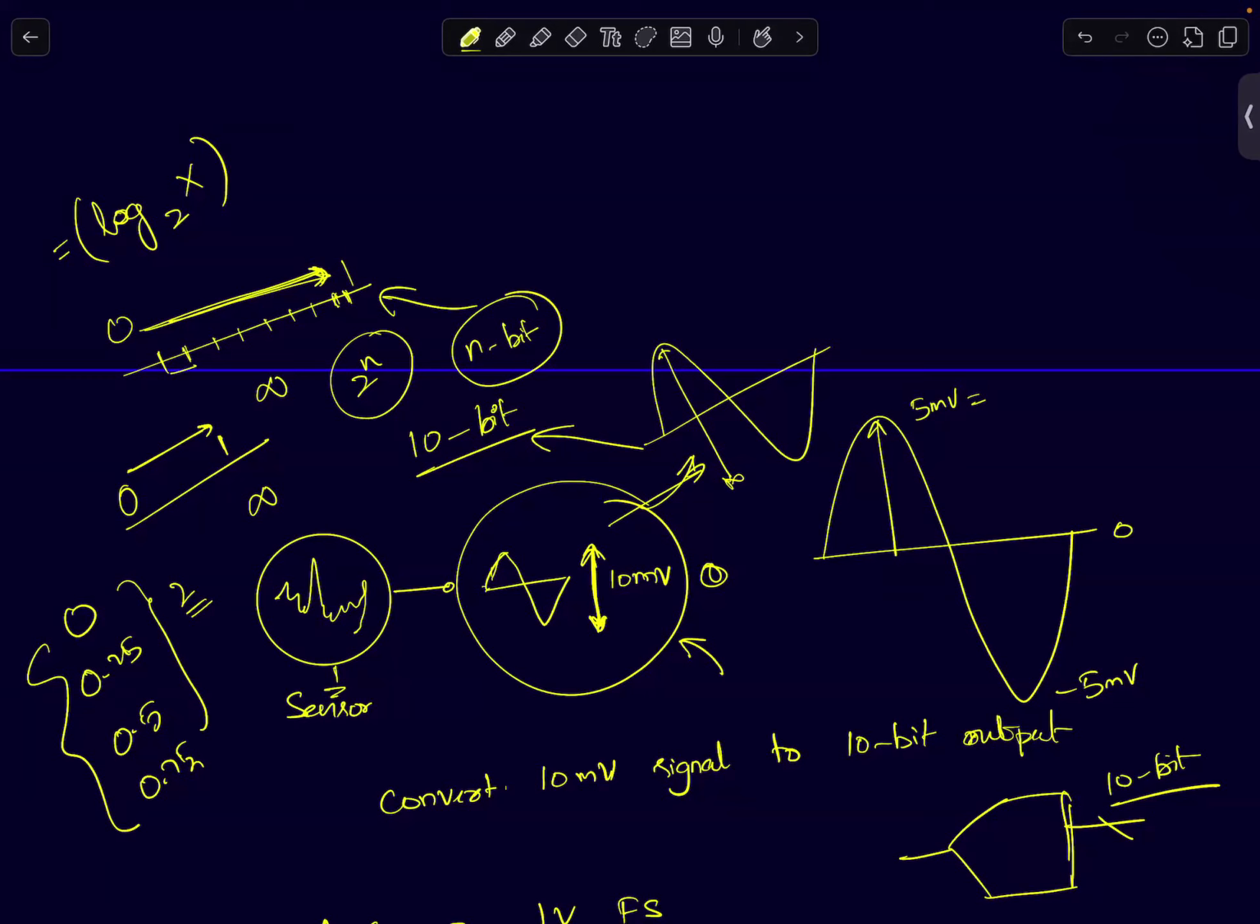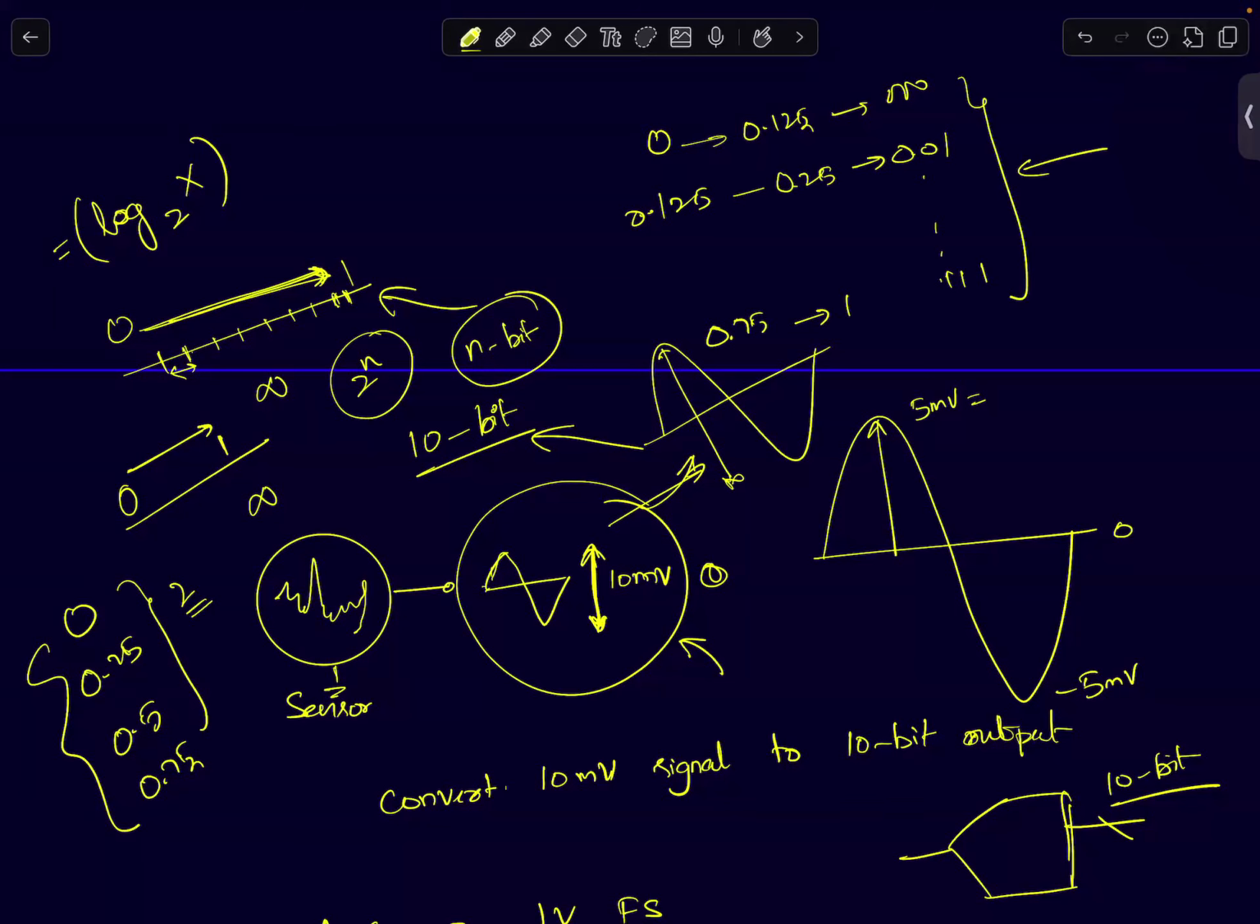So in each interval, all the numbers within one interval, so for example, 0 to 0.125, I will call it 000. From 0.125 to 0.25, I'll call it 001 and so on. Okay. So all the numbers from 0.75 to 1 will become 111. So now you have 8 levels using 3 bits.